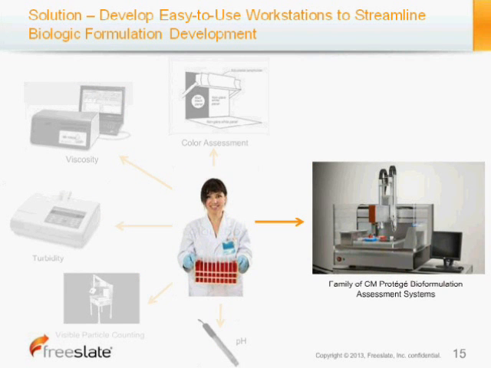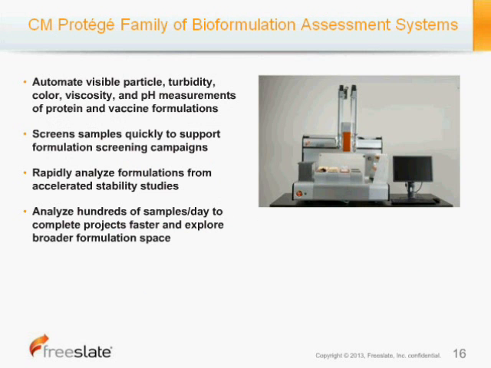The Protégé Bioformulation System automates visible particle, turbidity, color, viscosity, and pH measurements of protein and vaccine formulations. It enables scientists to screen samples quickly to support formulation screening campaigns, and allows them to rapidly analyze formulations from accelerated stability studies. And since the system can operate unattended, it means that scientists can analyze hundreds of samples per day to complete projects faster and explore a broader formulation space.